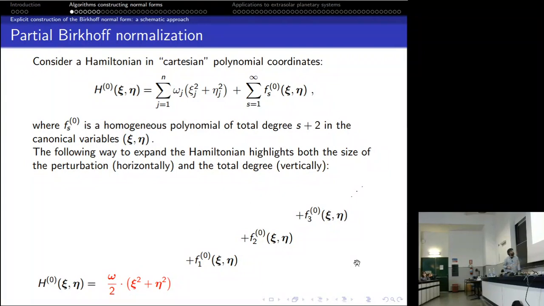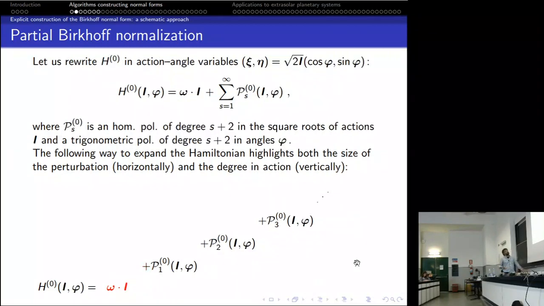Well, I used to do this sort of scheme. It's a very strange way to break down a Hamiltonian, but it is in order to stress that going in that direction, to the right, terms are thought to be smaller and smaller. And going in that direction vertically, the degree in action is smaller and smaller. Why the degree in action? Because it is comfortable to introduce the action-angle coordinates, usually called the harmonic oscillator action-angle coordinates.